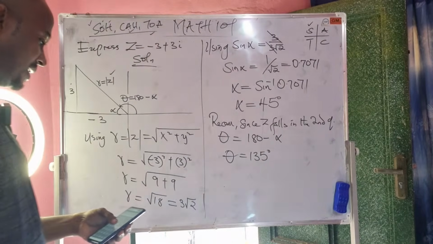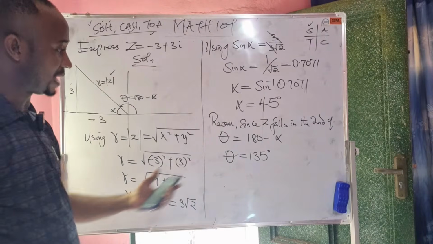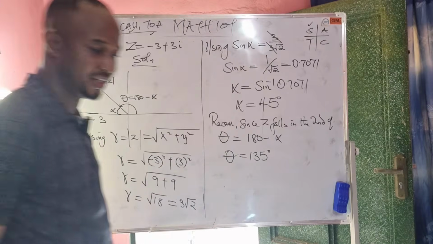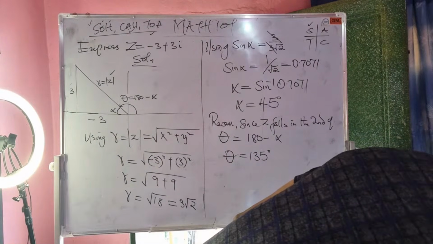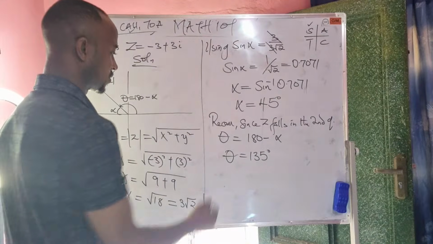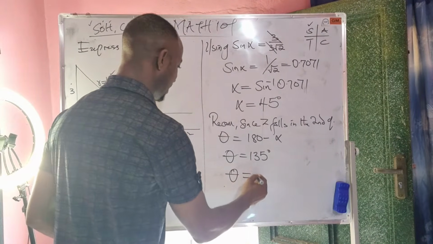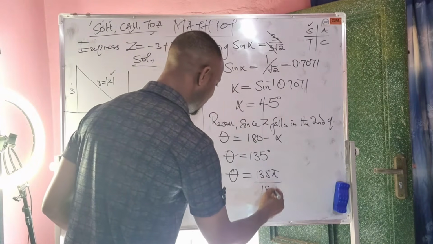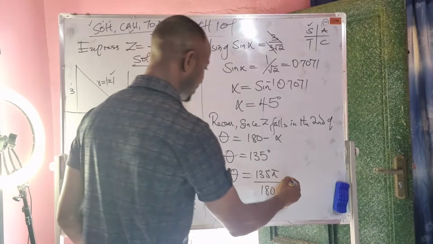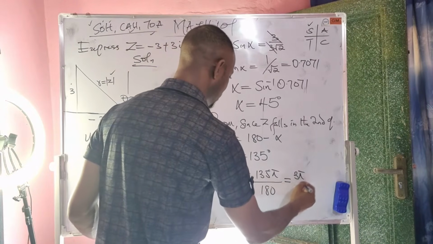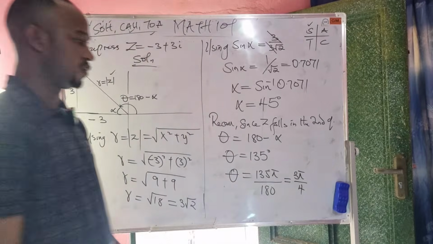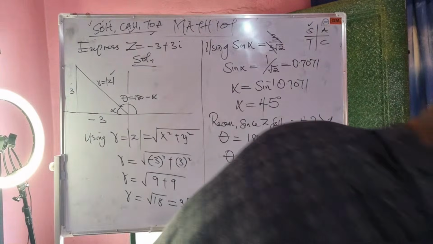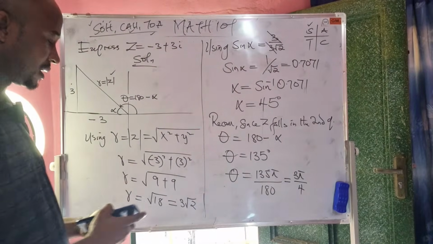But don't forget that we say that the arguments, or theta, must not be in degrees, but in radians, unless otherwise stated. So what we do is to convert this to radians. That will give us 135 π over 180 degrees. By the time we divide, this will give us about 3π over 4. Okay.